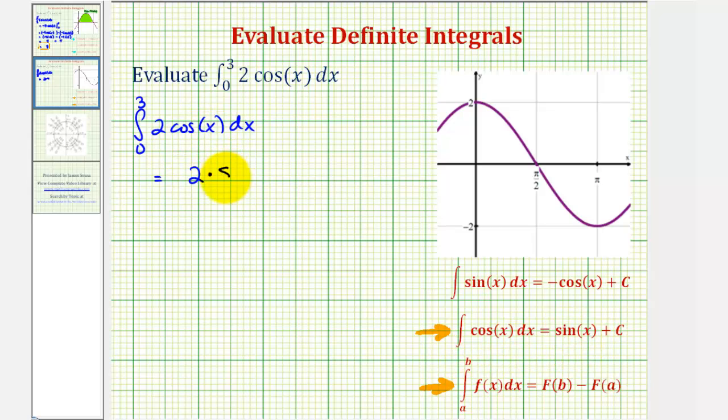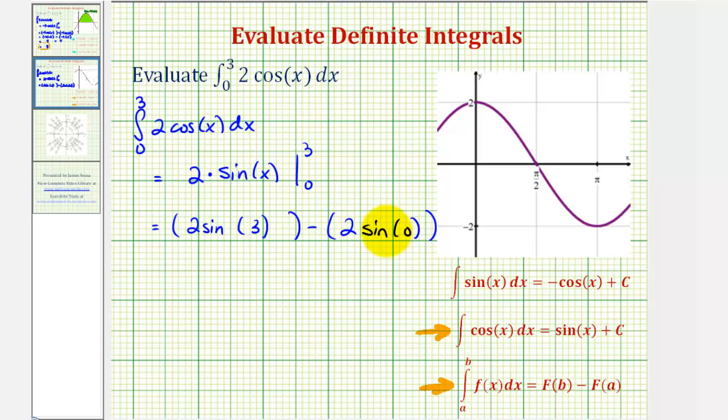Remember, when performing definite integration, we'll leave off the constant of integration because the c's would simplify out when we find big F of b minus big F of a. So now we'll evaluate this at the upper and lower limits of integration. So we'll have some quantity when x is 3 minus some quantity when x is 0. So we'll have 2 sine of 3 minus 2 sine 0.